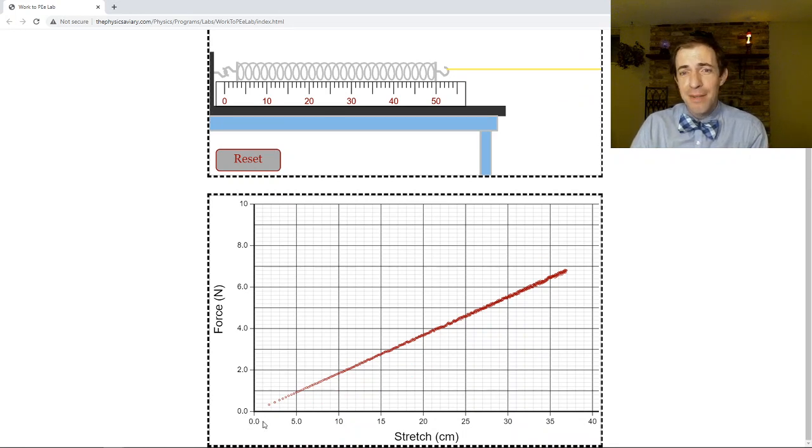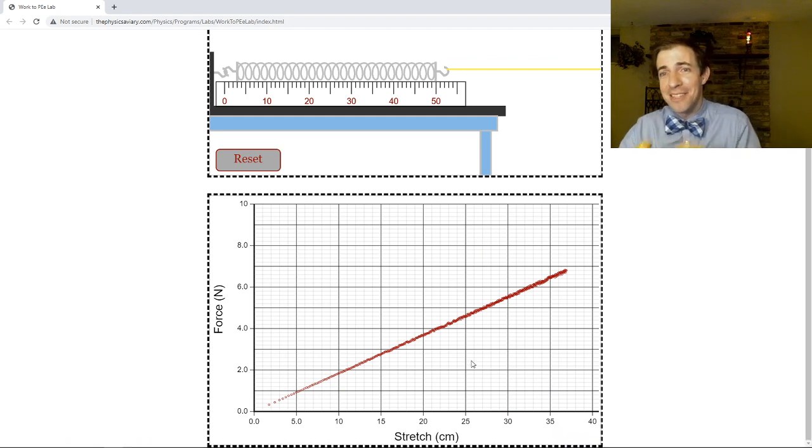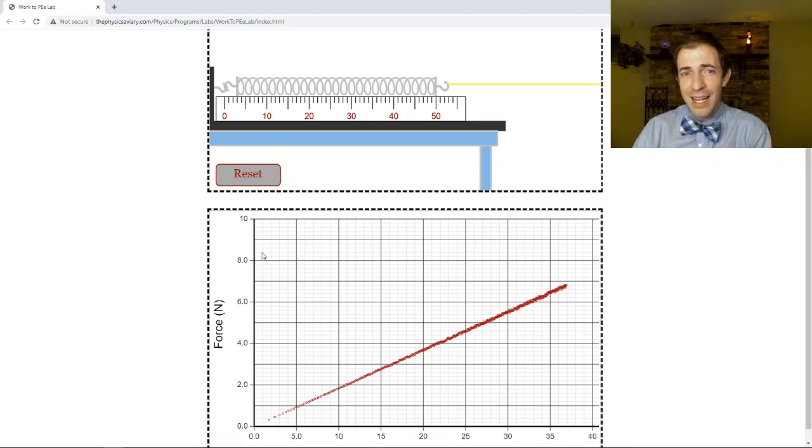So I can represent that on a graph with the x-axis being the stretch, basically the distance that I've pulled it, and the y-axis being the force. And notice this graph is not consistent the whole time. Unlike that graph that we just saw that was 40 the whole way, now we are getting bigger and bigger, starting at 0 and growing as we go.